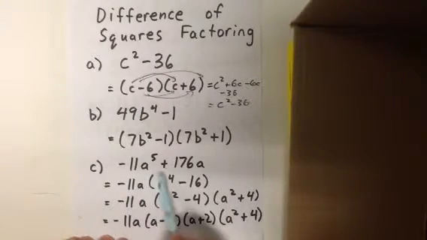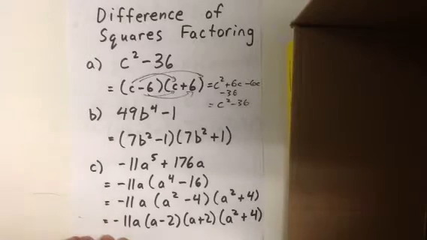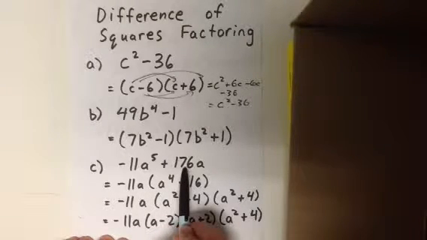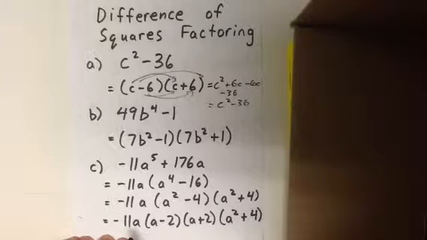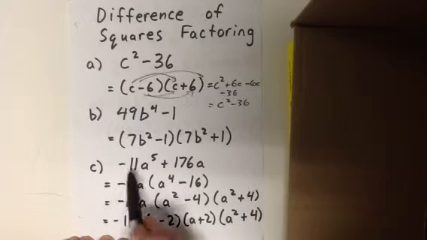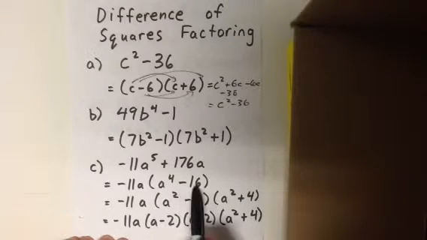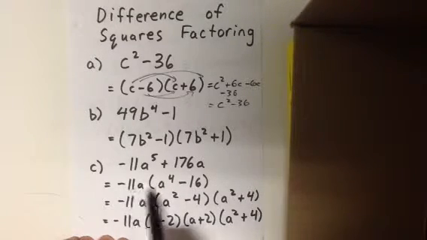How about if we had negative 11a to the 5th plus 176a? Well, we always try to common factor first. We see that we can common factor out negative 11 from both of the first two terms. And we see also that we can common factor out a from both of those two terms. So common factoring out negative 11a leaves us with a to the 4 minus 16. So we've got negative 11a times a to the 4 minus 16. So we've broken up this polynomial into two factors.